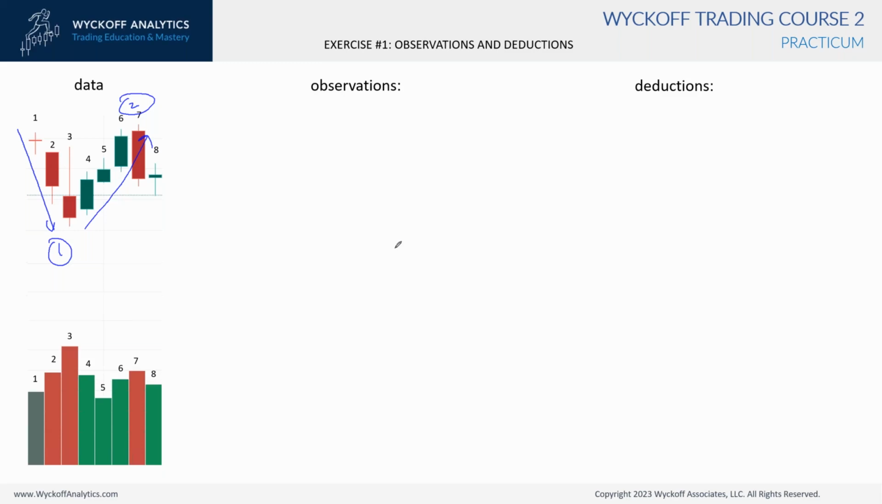Okay. Increasing volume. Agreed. Look at the volume of the supply and look at the demand, right? So supply is still dominant over demand. Okay. What else? Volume similar between 2 and 7, candle 7. Okay.